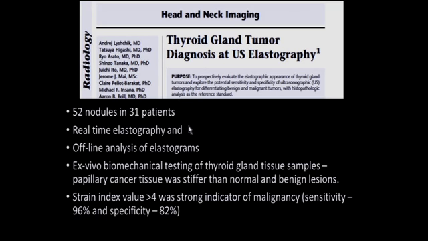So the first study essentially was done by Andrei Lyshchik, in this paper described in Radiology, where he had 52 nodules in 31 patients. They did real-time elastography and did offline analysis of the elastograms. They also did ex vivo biomechanical testing of these tissue samples and found that papillary carcinoma was stiffer than normal or benign lesions. They calculated something called a strain index value, which, if greater than 4, was a strong indicator of malignancy with a sensitivity of 96% and specificity of 82%.